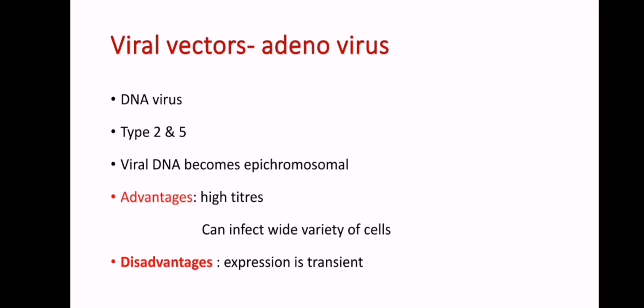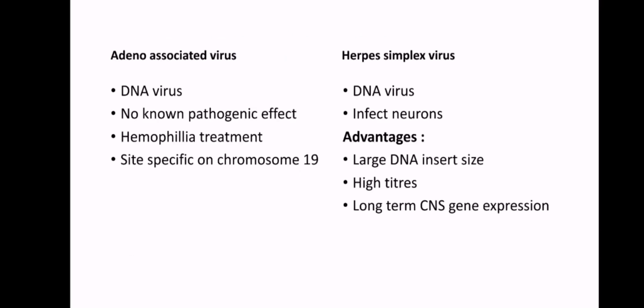Advantages are it is produced in high titers and it can infect a wide variety of cells. Disadvantages, the expression is a transient phenomenon. Okay, it is transient, it is not long lasting. Now coming to adeno-associated virus, it is a DNA virus. There is no pathogenic effect, none. It is used in hemophilia treatment and is site specific on chromosome number 19.